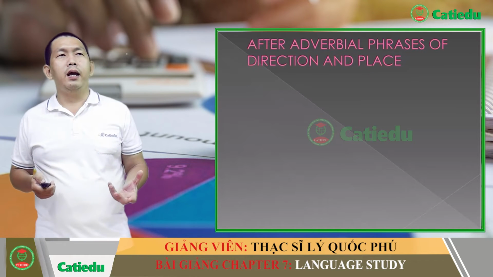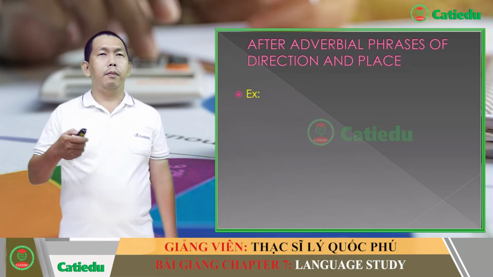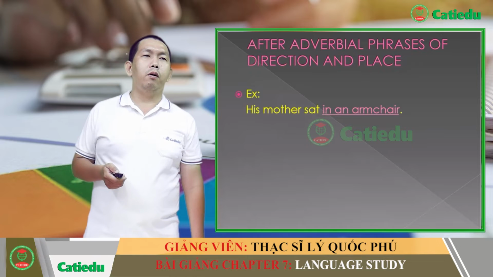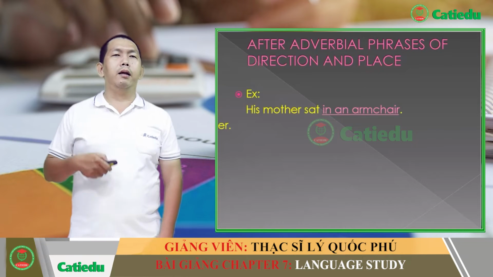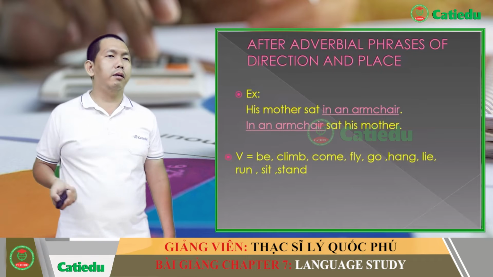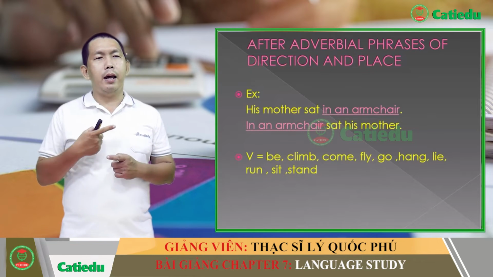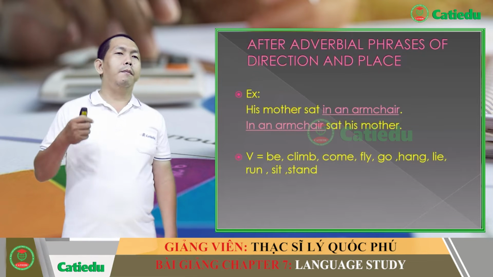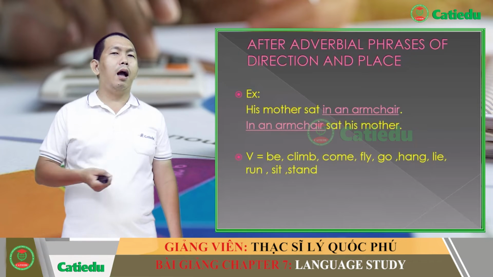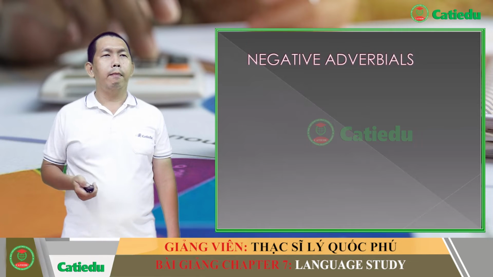Inversion can happen after adverbial phrases of direction and place. For example, his mother sat in an armchair. So you can say, in an armchair sat his mother. Verbs that can be inverted are be, climb, come, fly, go, hang, lie, run, sit, stand.